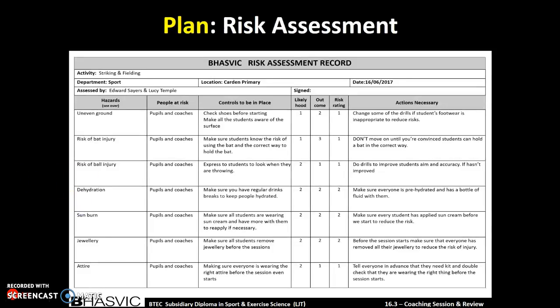This is my risk assessment. I'm going to hold on this slide to allow you to pause the video to check out my risk assessment, to see what type of things I've included within my risk assessment.